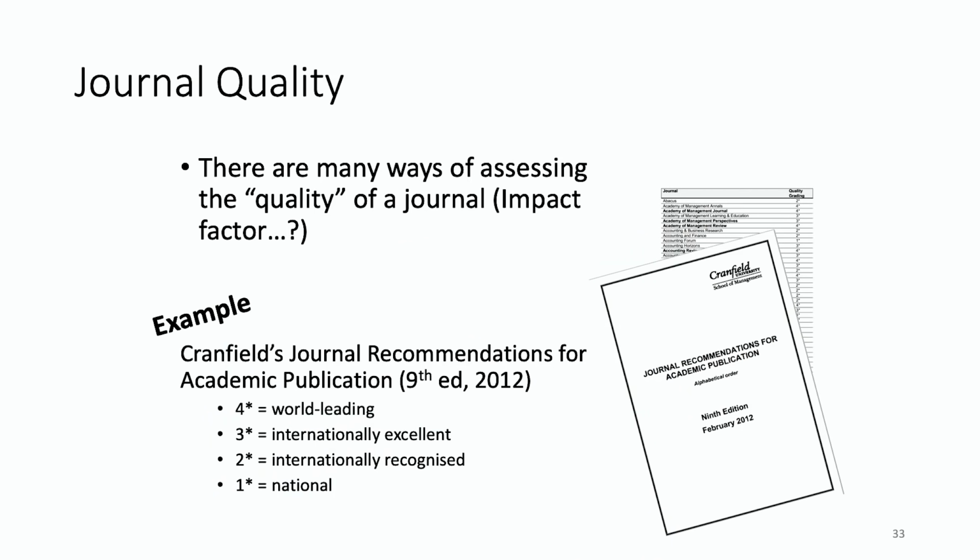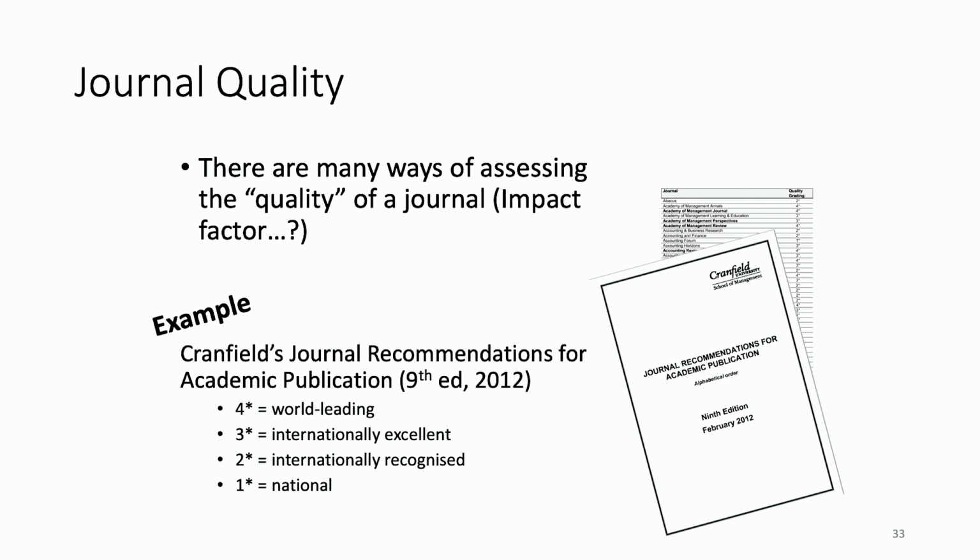Journal quality. There are many rankings. I'm using an example from Cranfield recommended publications, and this is one of many examples. So you have 4-star, 3-star, 2-star, and 1-star. The idea is that 4-star is world leading, 3-star is internationally excellent, 2-star is internationally recognized, and 1-star is national.